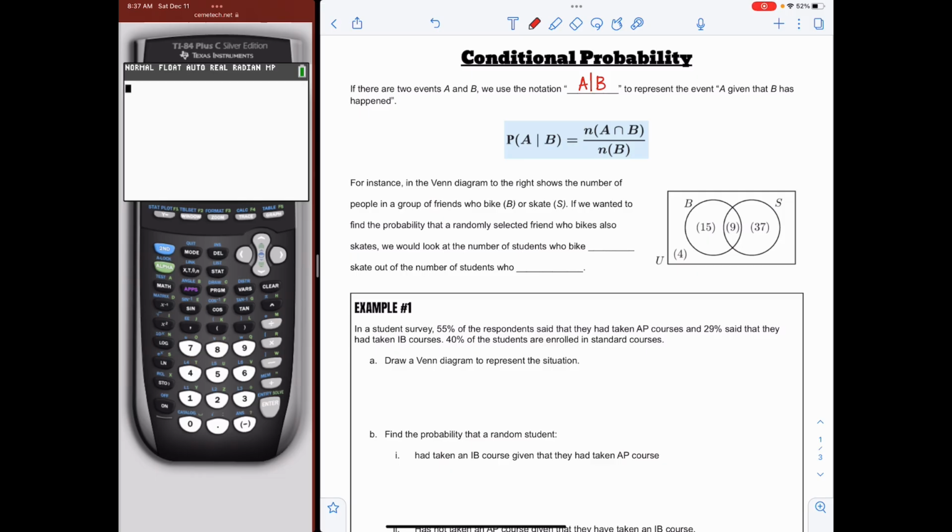So for instance, let's look at the Venn diagram to the right. It shows the number of people in a group of friends who bike or skate. If we wanted to find the probability that a randomly selected friend who bikes also skates, we would look at the number of students who bike and skate out of the number of students who bike.